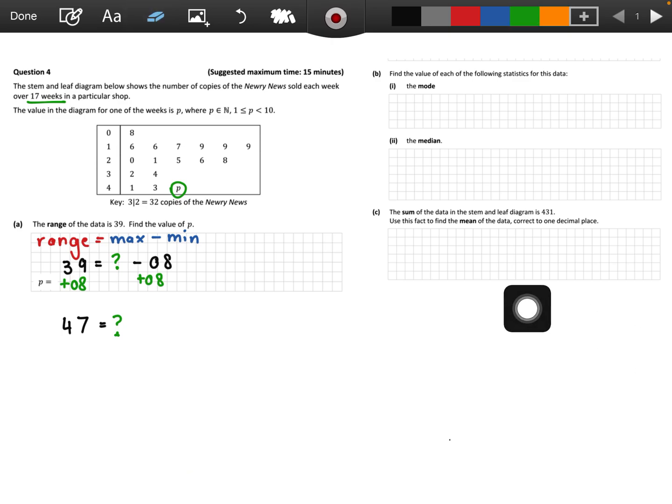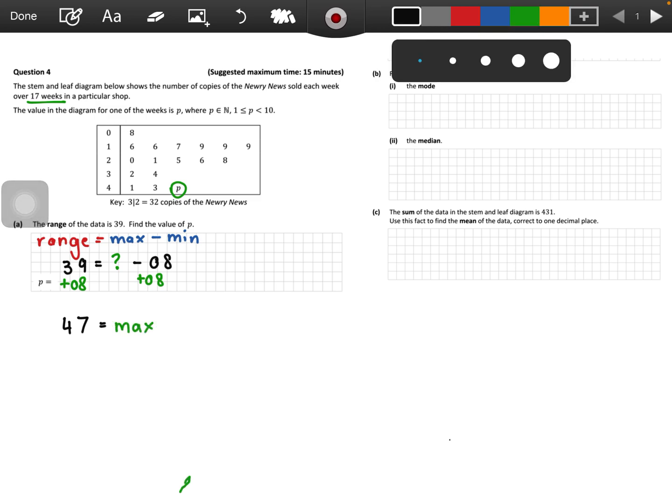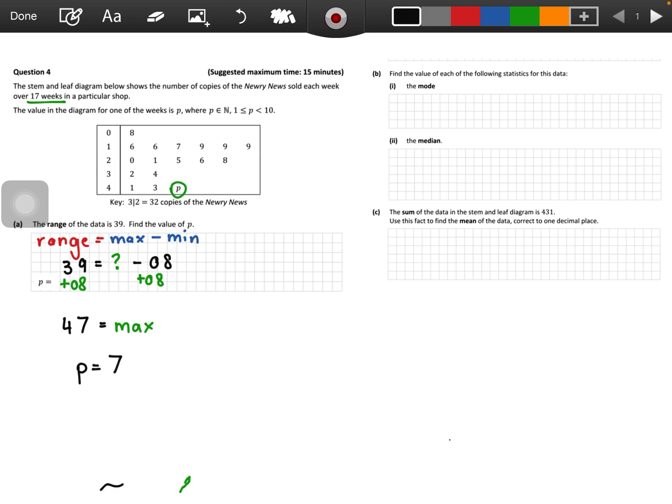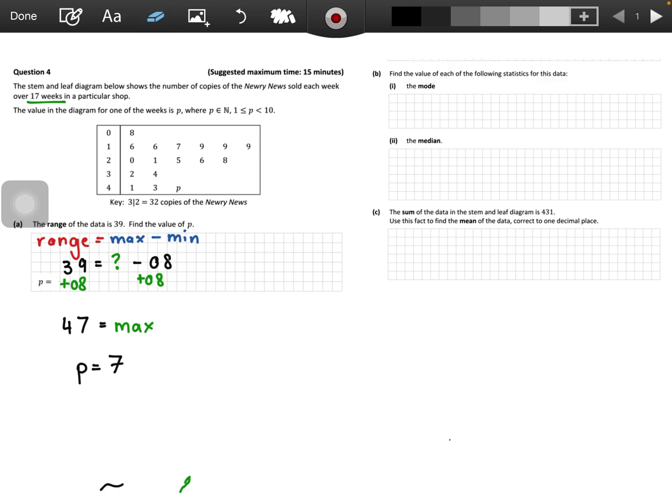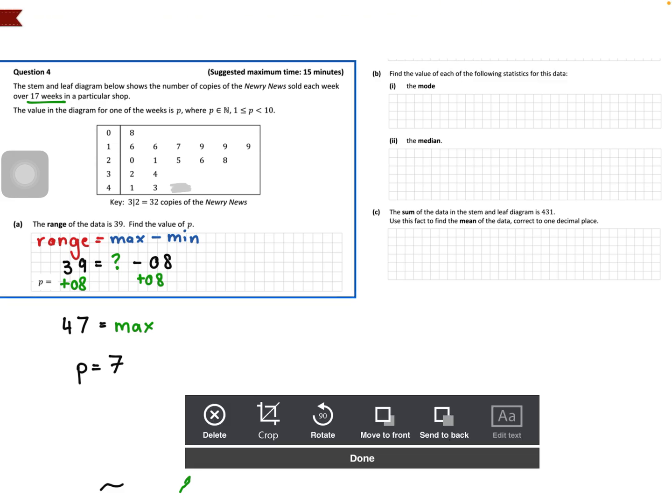So how do I do that? Well, P then would be the 7, because the 4 is already over here in the stem. So P would be 7. So 47 is my max. So that means then that P is equal to 7. So we now have the full stem and leaf diagram. I'm going to colour over this and just add a little 7 in there. So we now know that that is actually 7.